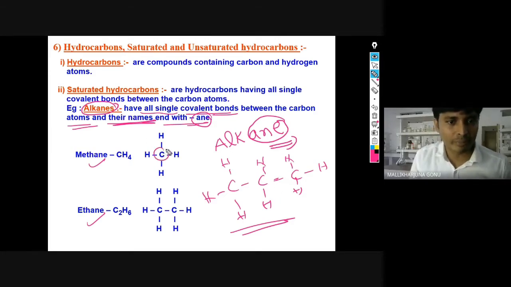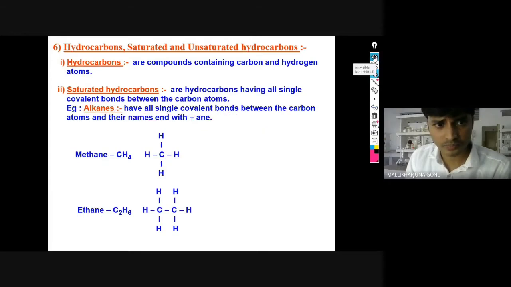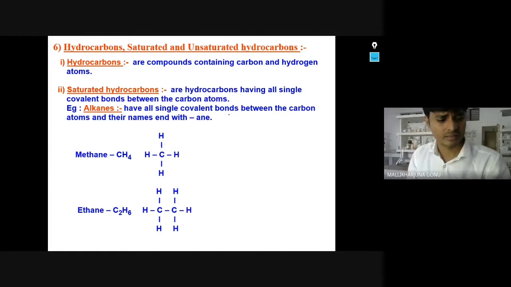If only one carbon is there, we call it methane. If two carbons are there, ethane. All of you take it down, whatever I am going to write now, in your notes. I am going to tell what the alkanes are, like this.